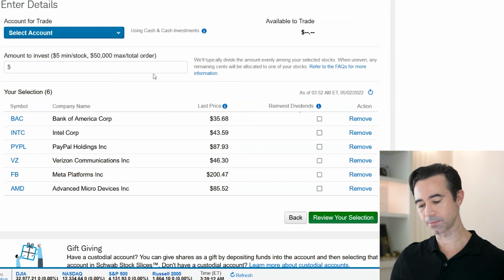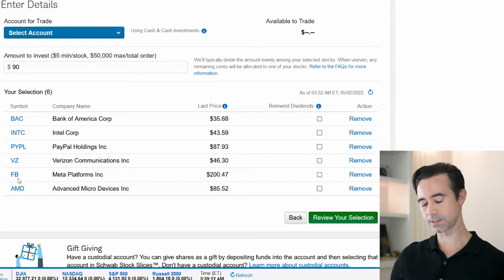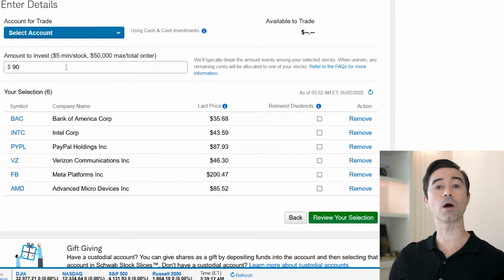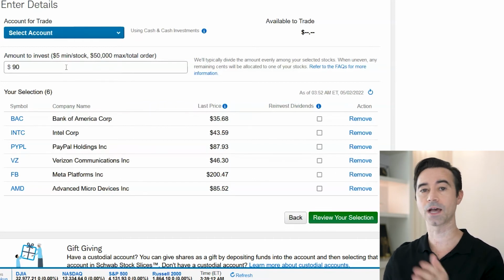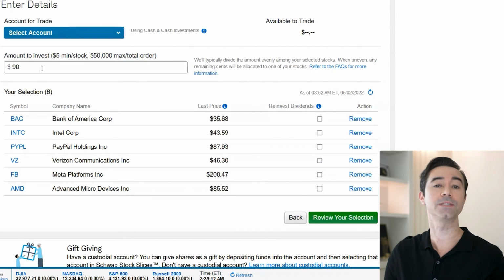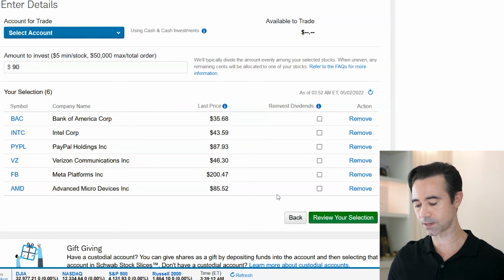What I'm going to do next is go with the amount I want to invest. So I typed in $90. That's how much I'm investing, $15 in each of these stocks. So that should be fine. Again, you add up all of the stocks that you want. If you want $5 for each stock, it's 5 times however many stocks you have. I did $15 for every stock I have, so it ends up being $90. It's going to split the difference between all the different stocks.